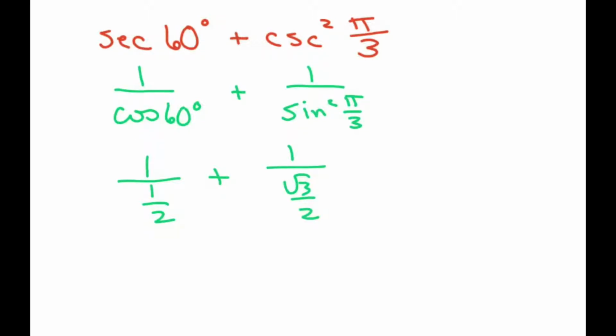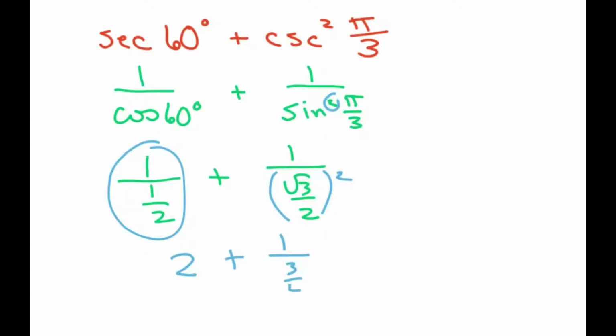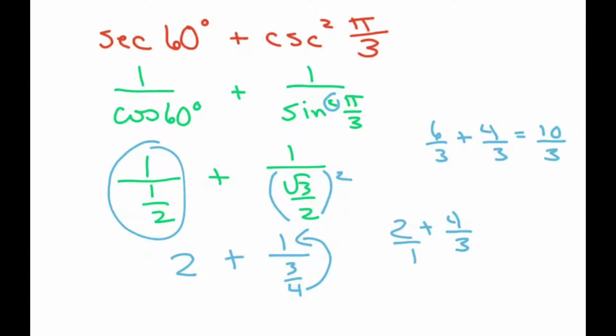And again, the square is on the inside, but it really is supposed to go on the outside here. So when you divide that, 1 divided by 1/2 is just 2, plus 1 over 3/4. You just move that 4 up there, so you get 2 plus 4 over 3. And if we do common denominator, that's going to be 6 over 3 plus 4 over 3, which equals 10 over 3. Okay.